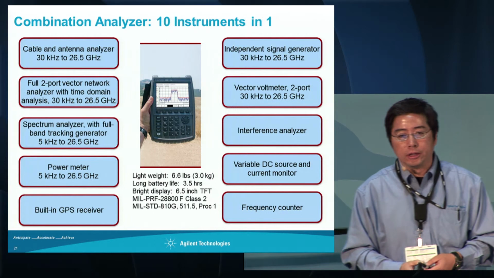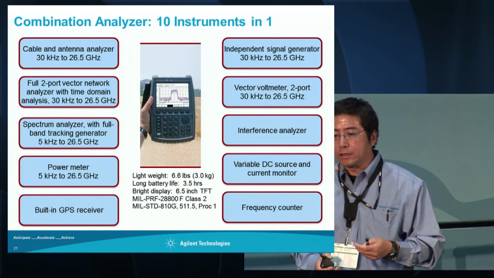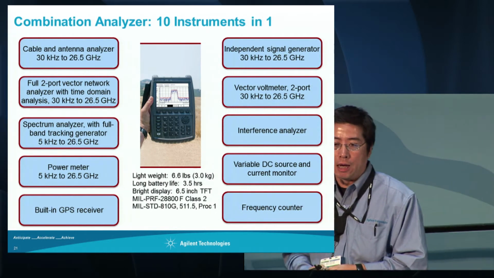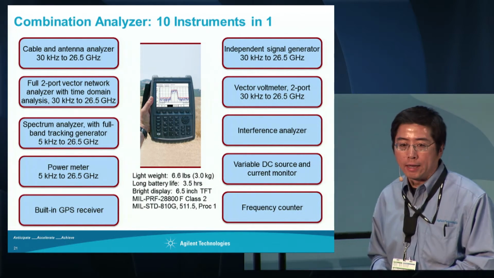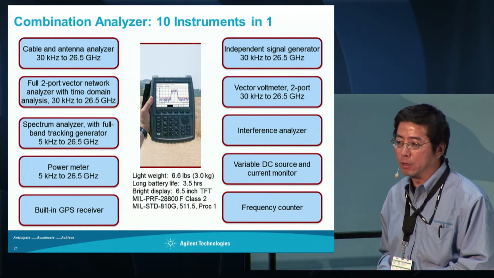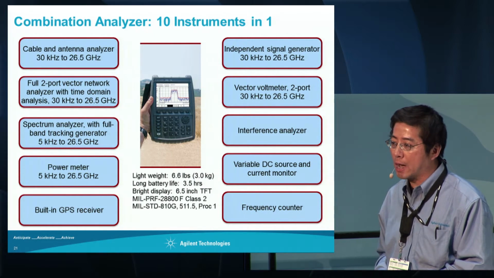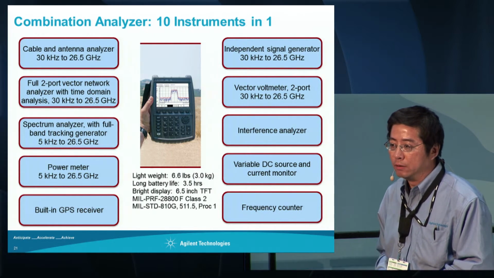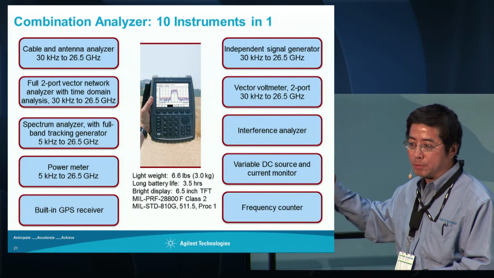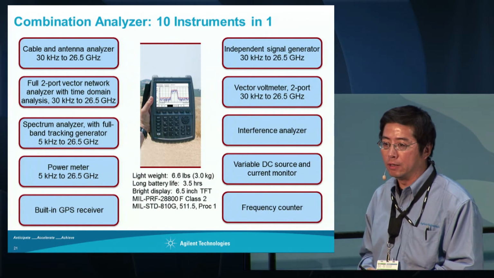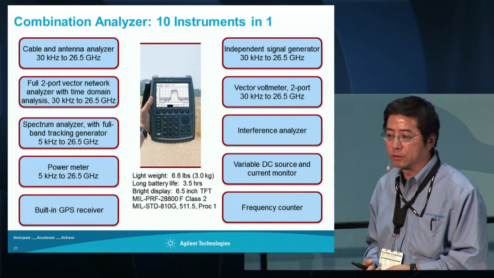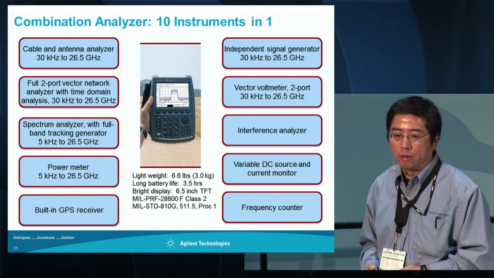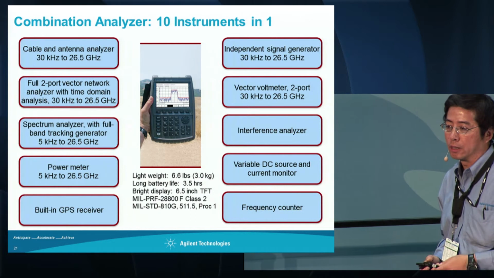Last but not least, we are on the show floor. This is actually the first time we present our instrument. This is the 26.5 GHz FieldFox cable and antenna analyzer, spectrum analyzer, power meter. It's all in one. And as shown over here, the measurement result is consistent and similar to our PNA and PNA-X. And go ahead, if you have time, take a look at the box.